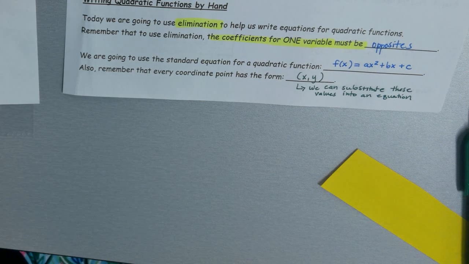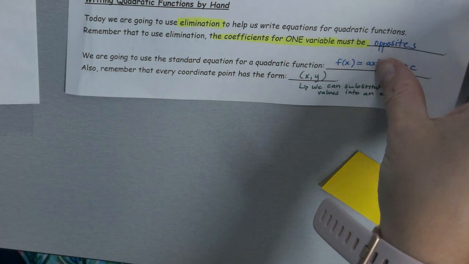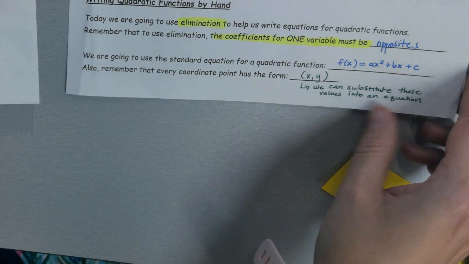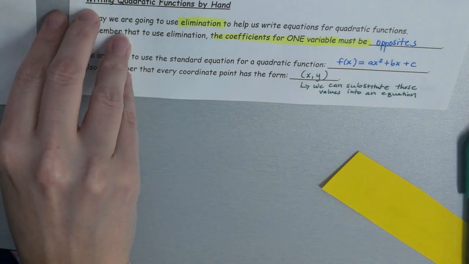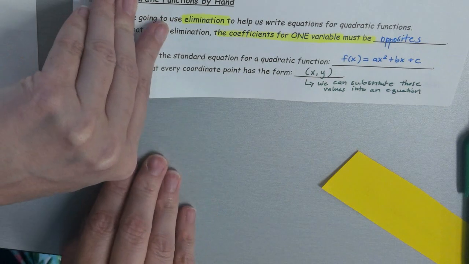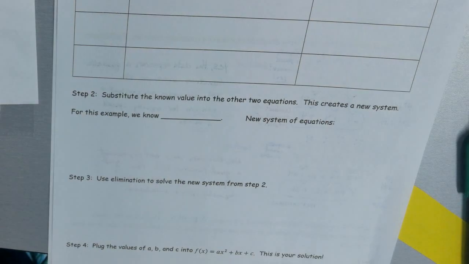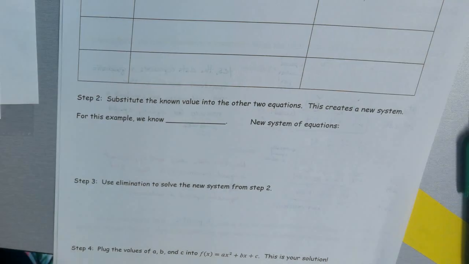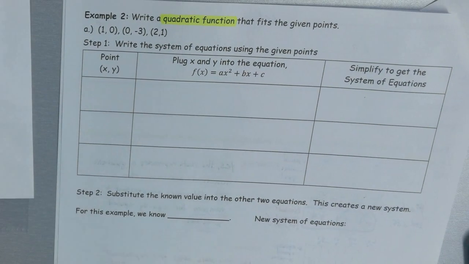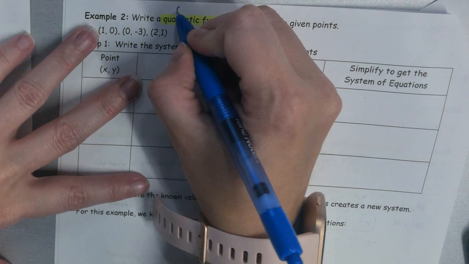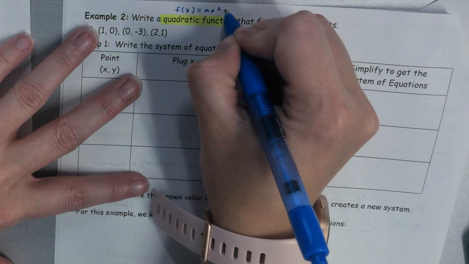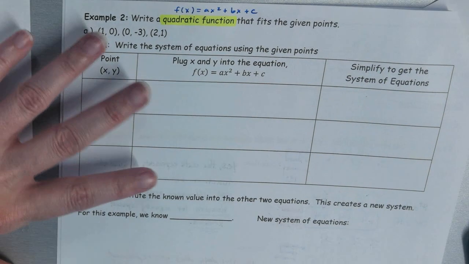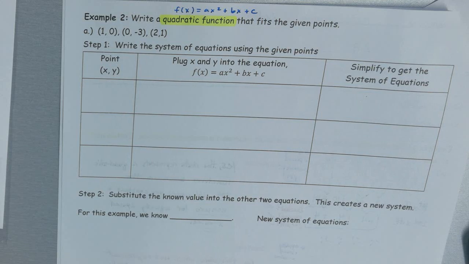Okay, and yeah, so I've made you a handy dandy chart. We're gonna go through that chart together. That's just gonna help you compartmentalize each step. Okay, and the directions for example 2 are telling us that we have to write the quadratic function that fits the given points. So if we are writing the quadratic function, this is going to be our final answer. If it's saying you're writing a quadratic function, you are writing the f of x equals ax squared plus bx plus c.